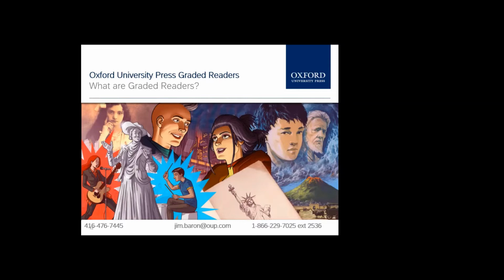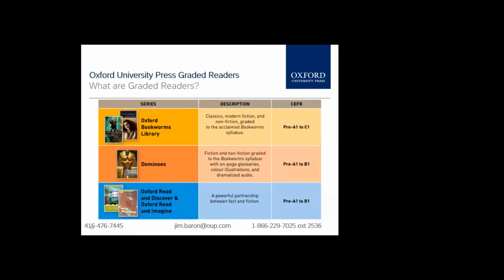We have a few different series. We have 6 or 7 different series of graded readers, but there's just a few that I want to focus on today. We have our Bookworms library, which is best for intermediate and senior grades. We have our Dominoes, which also works for intermediate and senior, but you can also use it in the junior grades. And then we have the Read and Discover and Read and Imagine, which is good for primary and junior.